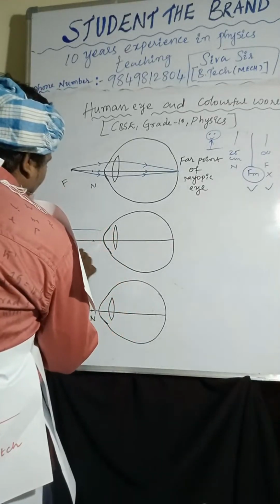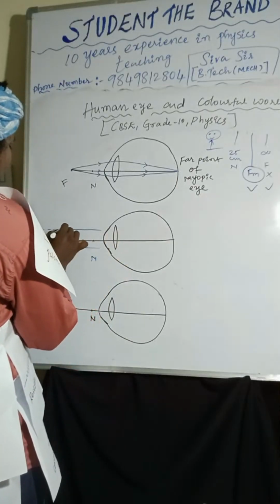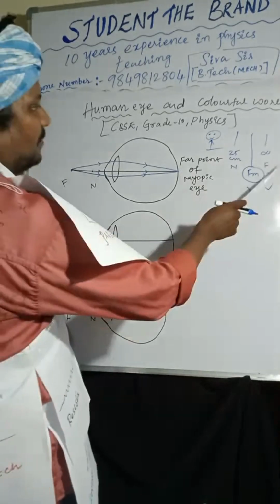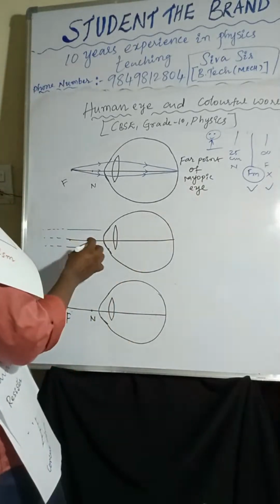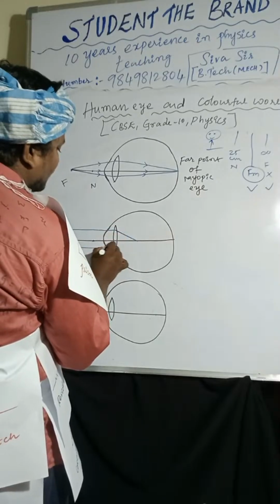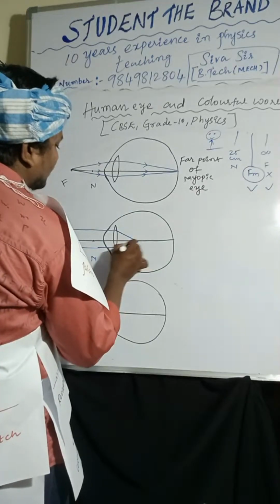So this is the far point. This dotted line represents the light rays coming from infinity, I said, right? So the image will form here.